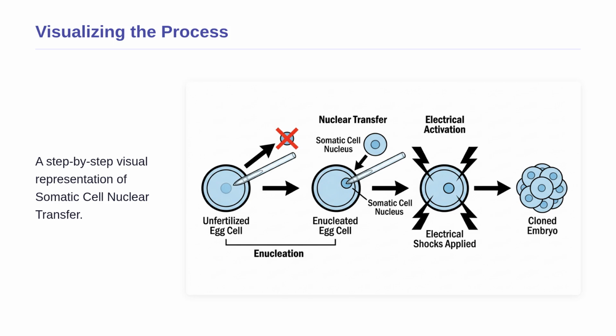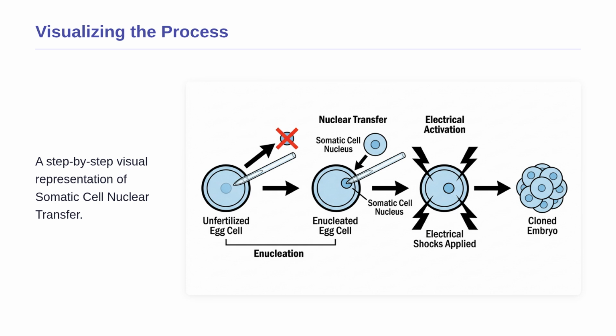To solidify everything we have discussed and calculated, let us look at a visual schematic of the entire process. On the far left of the diagram, you can see the unfertilized egg cell undergoing enucleation. Notice the microscopic needle physically removing the original nucleus, which is marked with an X.